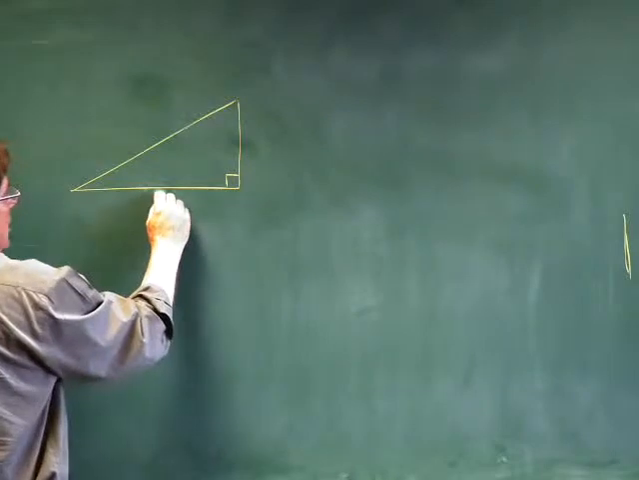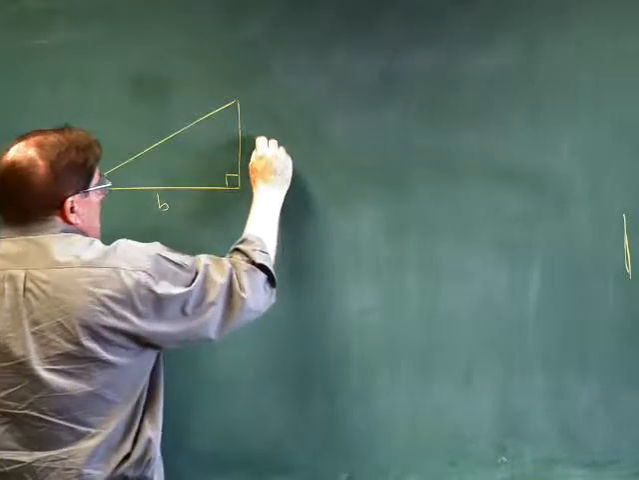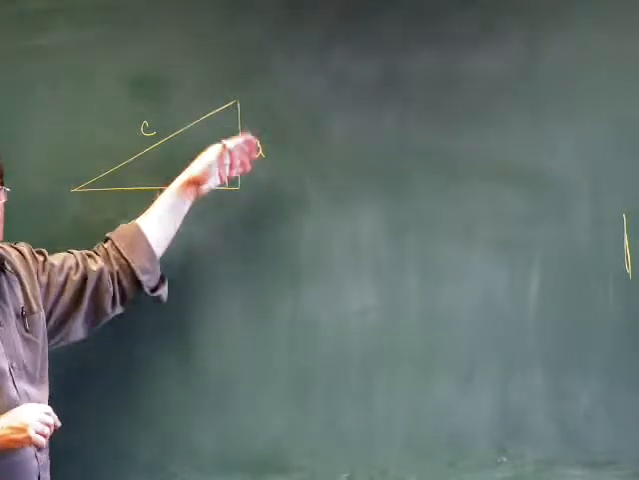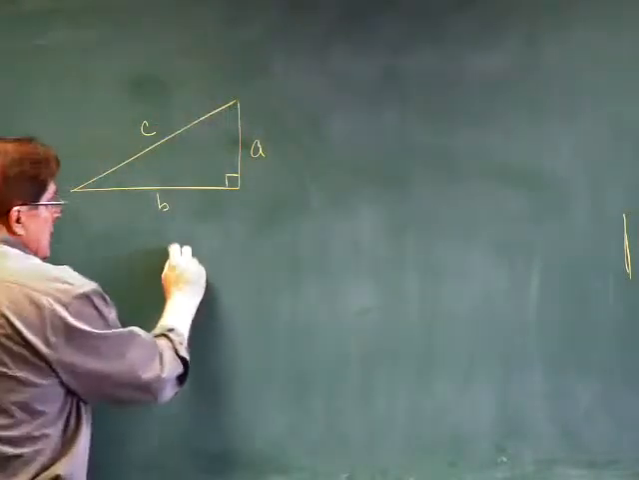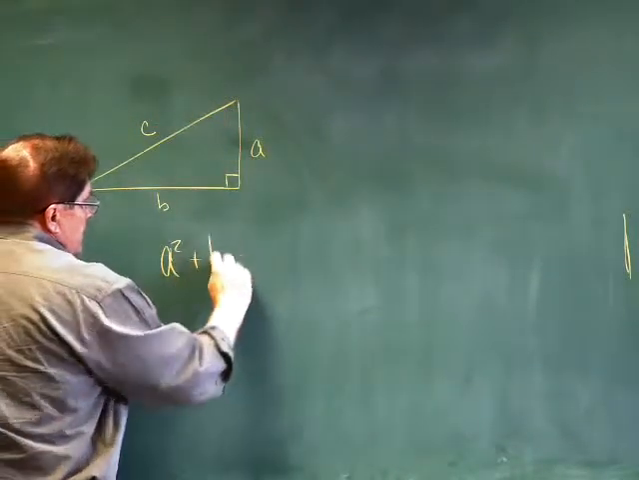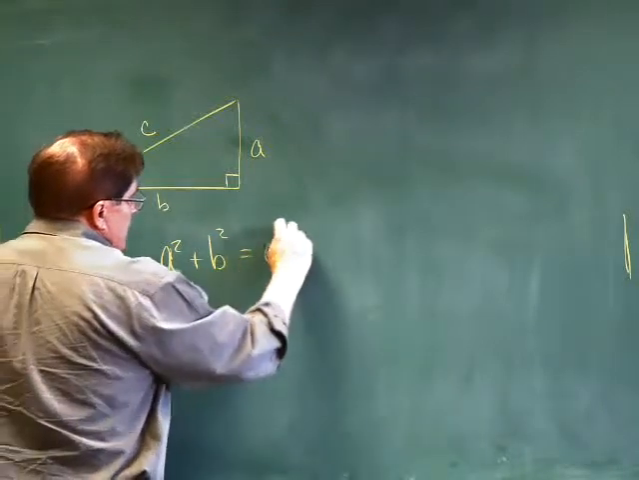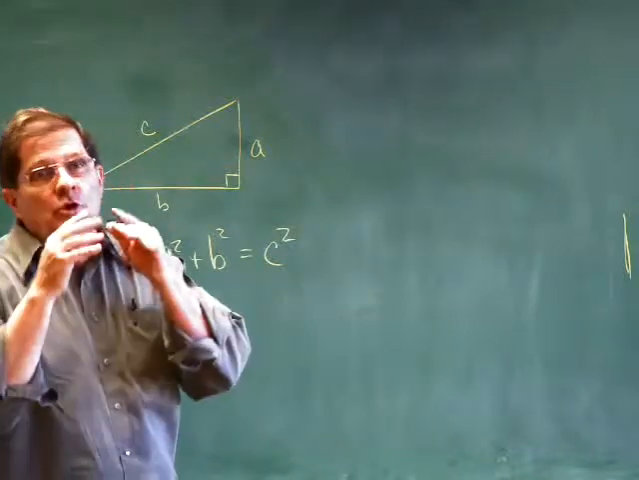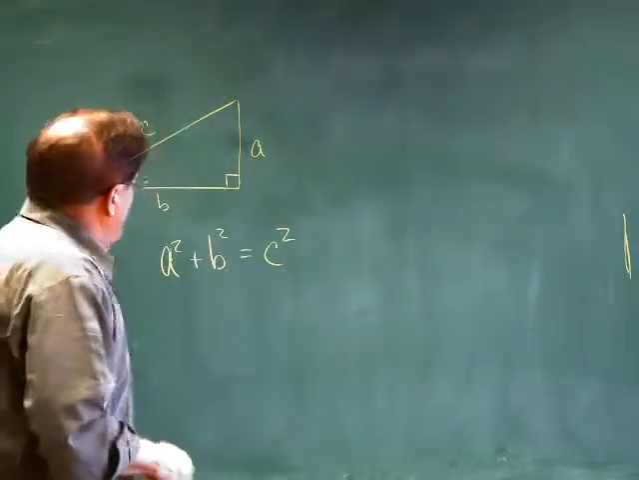If you have a right triangle, any right triangle at all, and you know the length of this side, the length of this side, the two legs, and the length of the hypotenuse, then a squared plus b squared is equal to c squared. That's called the Pythagorean theorem. Now, those two facts we will use often, and they are very, very powerful.